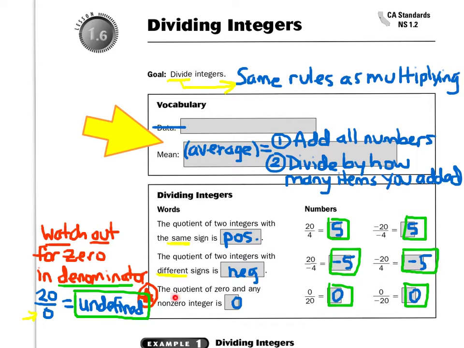And then the last thing that's new is the quotient of 0 and any number is 0. So 0 divided by 20 is 0. 0 divided by negative 20 is 0. But please add this in your note-taking guide: watch out for 0 in the denominator. If 0 is in the denominator, down in the bottom, then our answer is actually undefined. So 20 divided by 0 is undefined. That means there is no number answer. You cannot do division by 0.